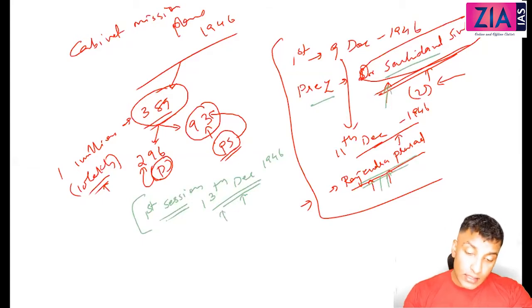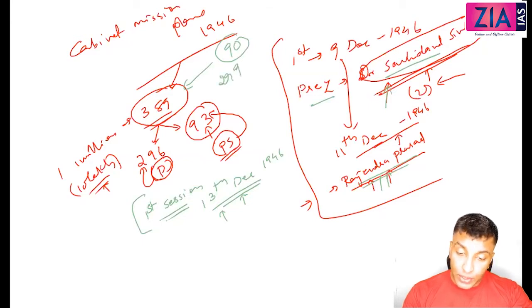Now guys, there were 389 members in the beginning, but after independence, what happened? 90 out of this went to Pakistan. So how many were left? 389 minus 90, that is 299 left. So these 299 members actually made the constitution.